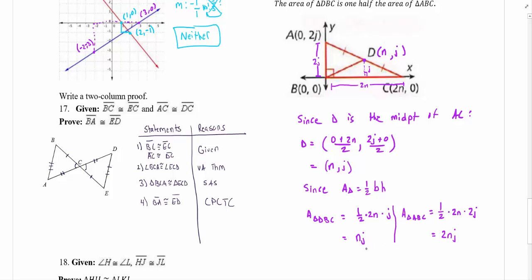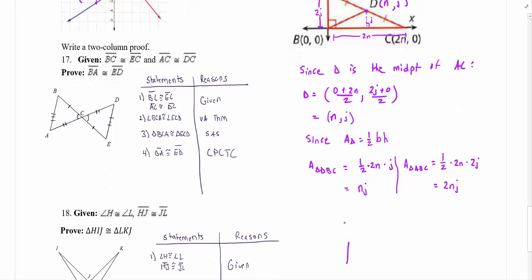Now the area of DBC is supposed to be 1/2 of triangle ABC. So I can then say at this point, 2nj equals... oops, I said that wrong. Sorry guys, I'm setting up my statement right now.